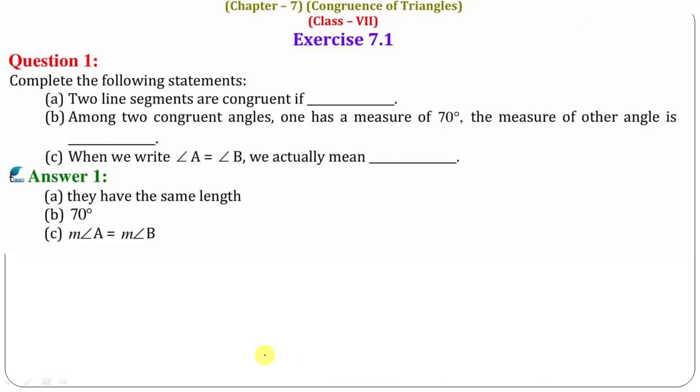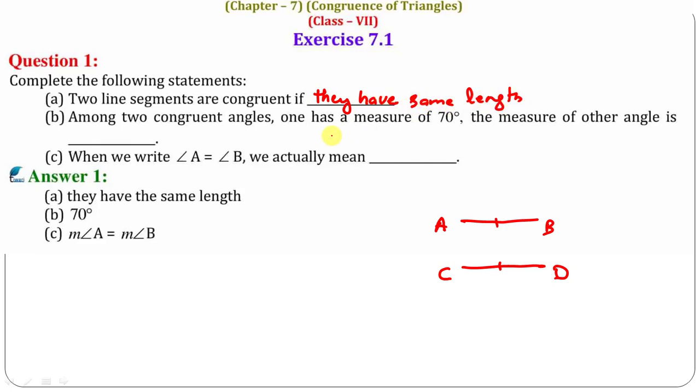Now we start with our questions. Question number 1 is, complete the following statement. Two line segments, AB and second line segment CD, are said to be congruent if they have the same length. If the two have the same length, then they are said to be congruent.